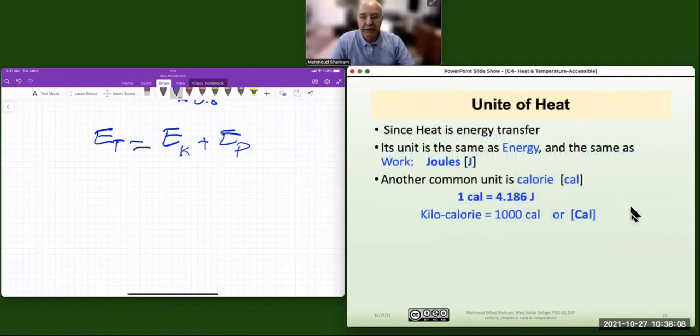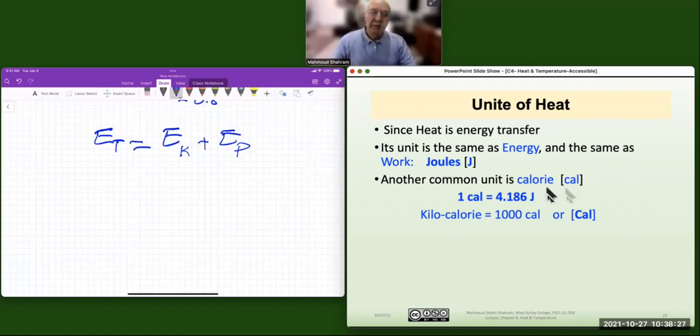Now, what is the unit of heat? Well, we said it's the same nature as energy, so it must be the same as energy. We remember energy and work had the same unit, and they were joules. Now heat also has the same unit, which is joule.